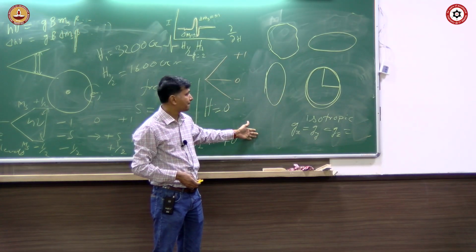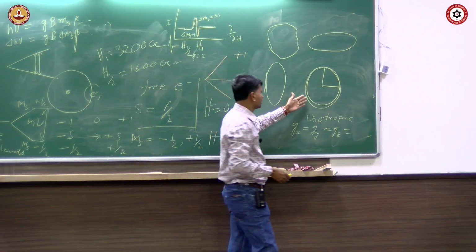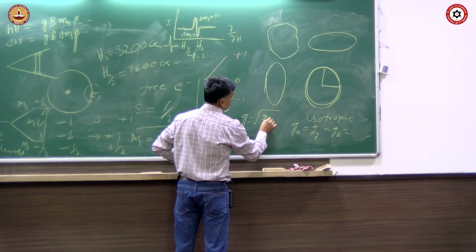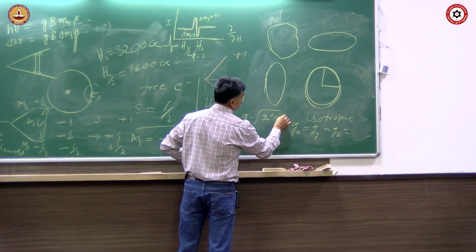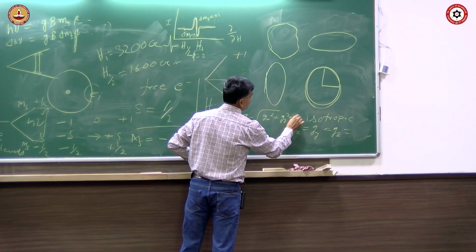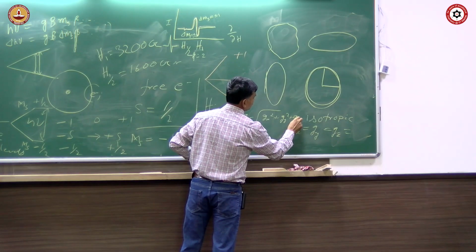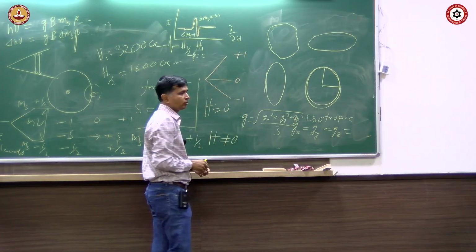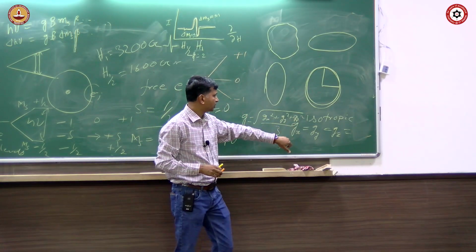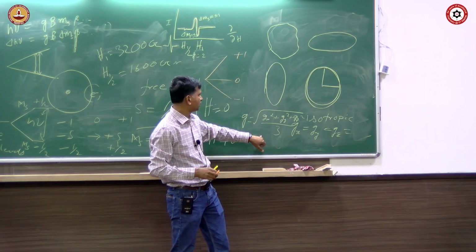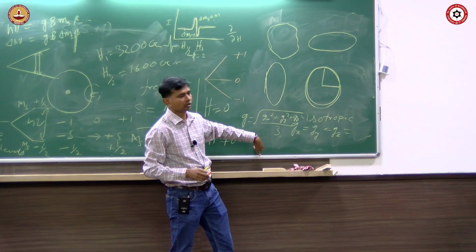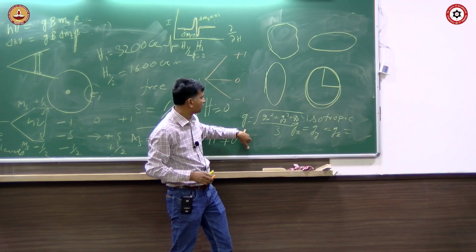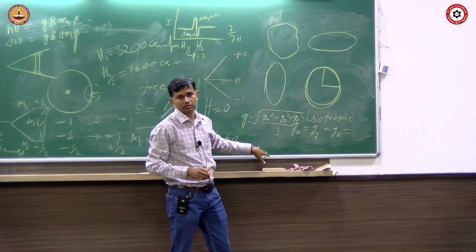So in this case, the overall g is equal to the root of (gx squared plus gy squared plus gz squared) divided by 3. If all are the same, the 3 will cancel and you get g. But if they are different, you still get an average g, but the shape will come out different.